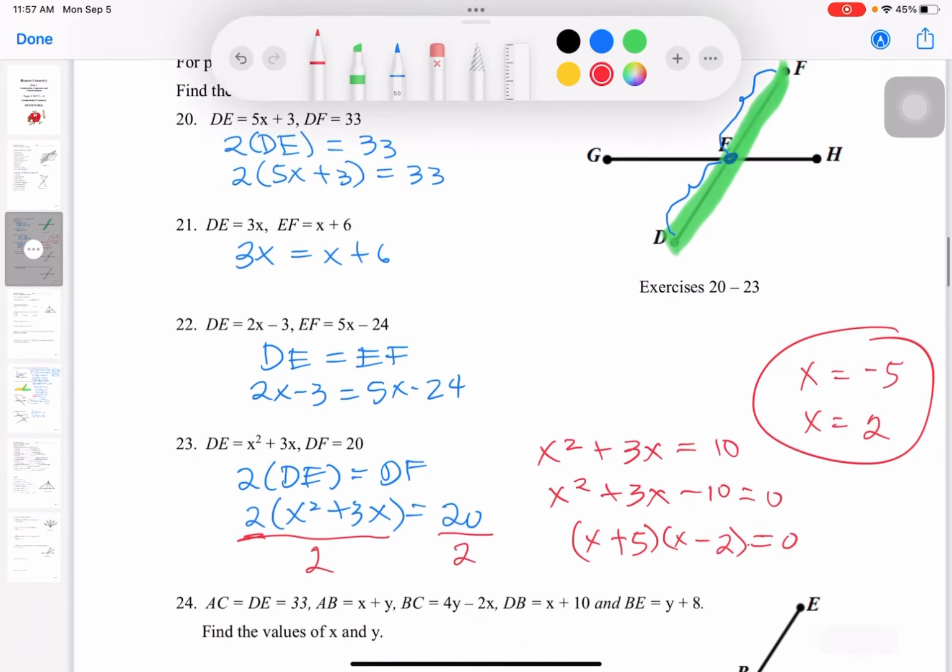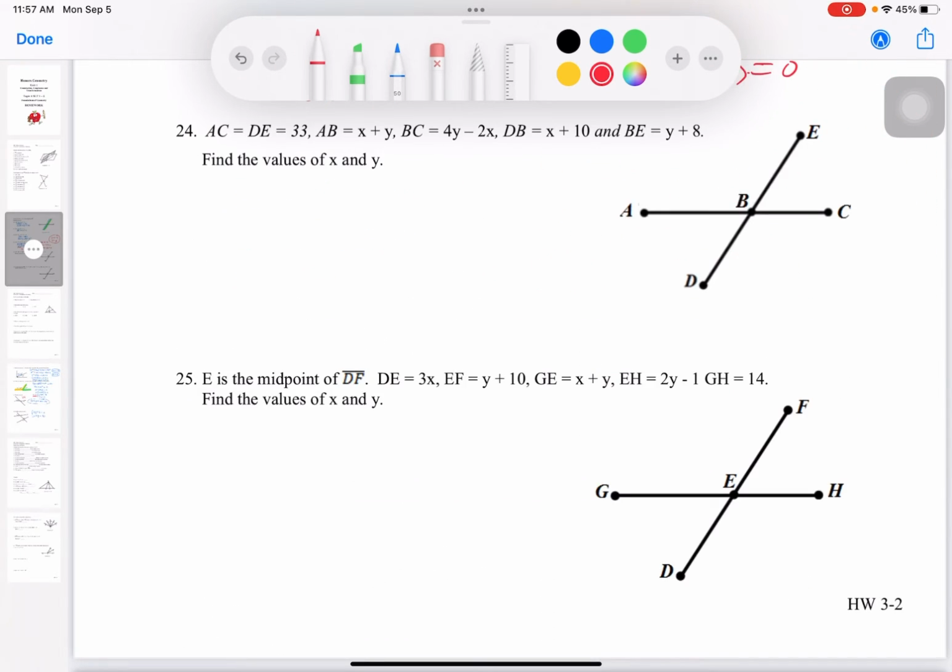Let's take a look at number 24. Read the question carefully and label your diagram. Again, in these types of problems, make sure you are writing equations to represent the given situation and solve for the variable or variables. We read that AC is equal to DE, which is equal to 33. AB is x plus y. BC is 4y minus 2x, while DB is x plus 10, and BE is y plus 8. Find the values of x and y.